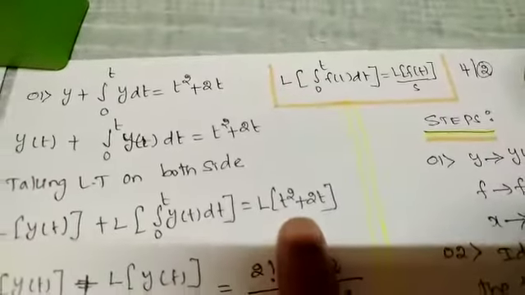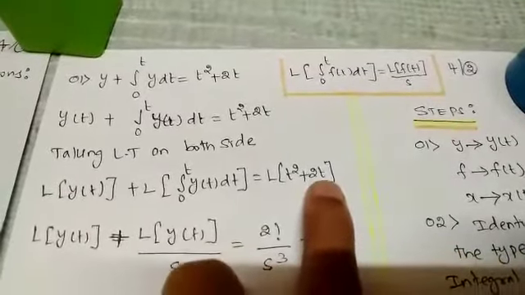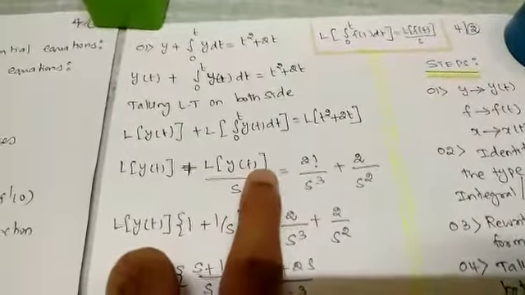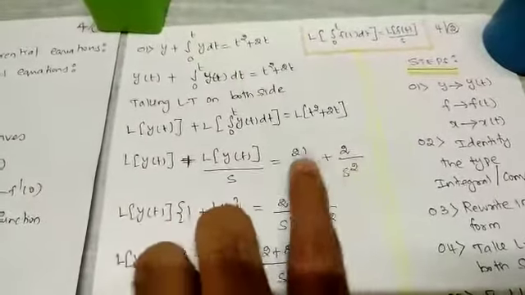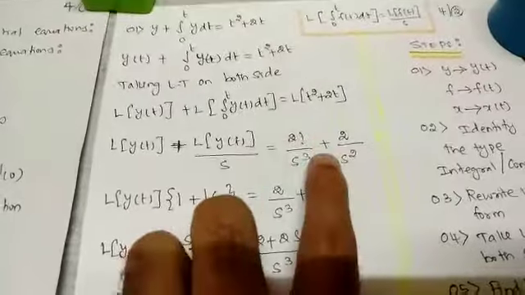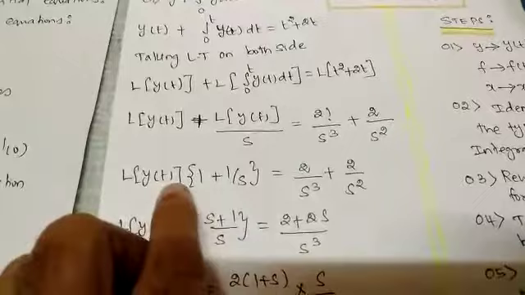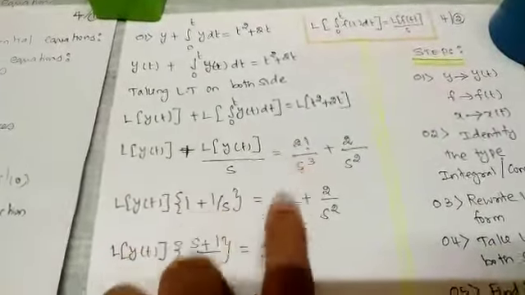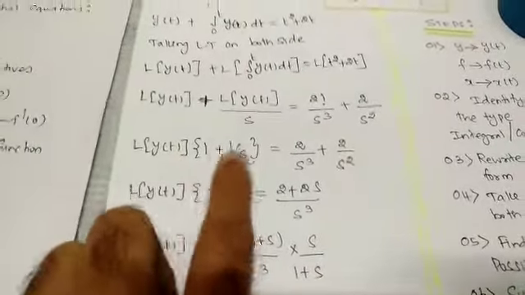Again this is known. What is Laplace of t square? 2 factorial divided by s cube. What is Laplace of 2t? 2 is constant. 2 into 1 by s square. This is what we did in the previous unit. Now wherever Laplace of y of t is there, you take common. Here we don't have any function on the right hand side. Only in the left hand side we have Laplace of y of t. You take that Laplace of y of t common. Here you will get 1, here you will get 1 by s, is equal to 2 factorial, 2 by s cube plus 2 by s square. You simplify this, s plus 1 divided by s.